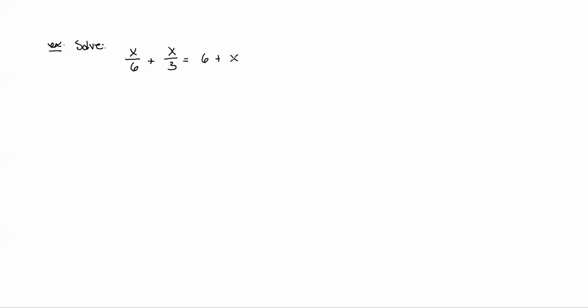So for this one, again, we have two fractions. This time the x is on top of the fraction, which is completely fine. It's the exact same thing. We want to go ahead and multiply this by the LCD. So what is our LCD for this one? Well, we have two denominators. We have a 6 and a 3, and the smallest number that they both go into is 6.